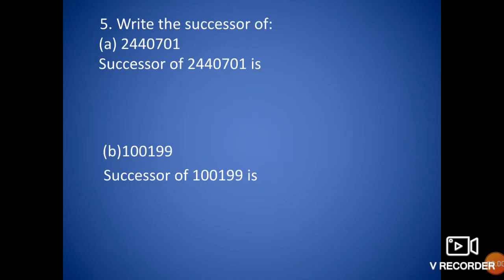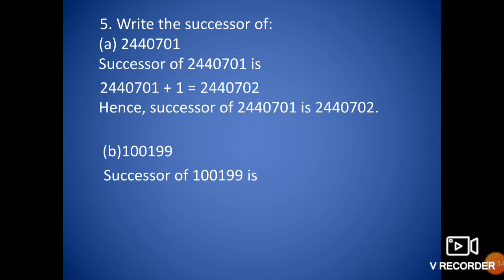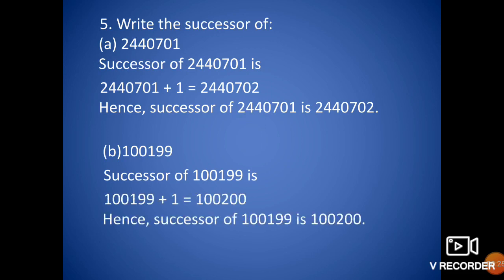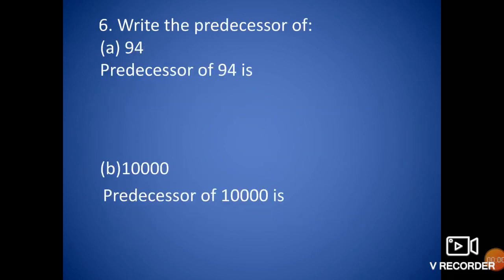Fifth main, we need to write the successor of the following. So first problem, 24,04,701. So how do we find successor? We'll add 1 to get the next number, that is our successor. So adding 1 to 24,04,701 we'll get 24,04,702. Second problem, 1,199. So successor of 1,199 is 1,200.